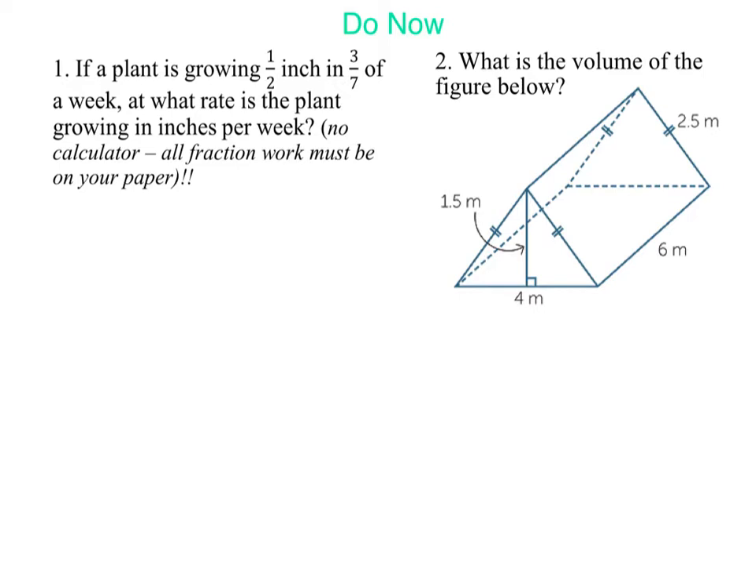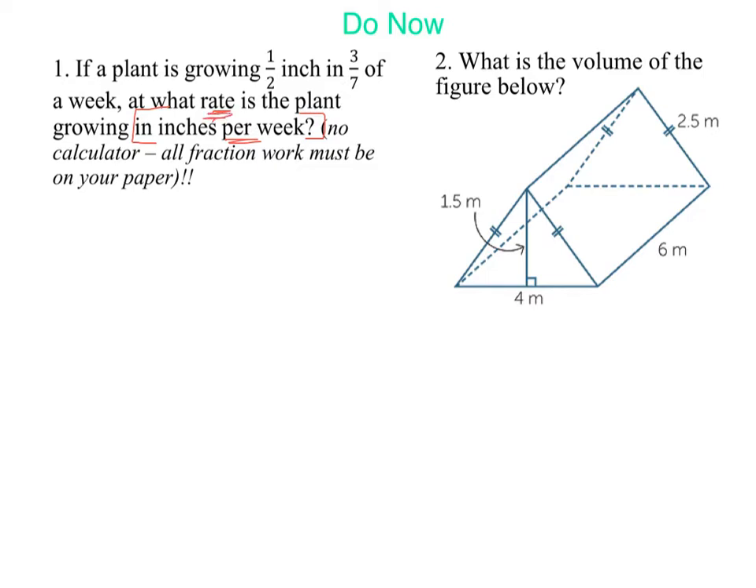All right, so this first one is a unit rate problem, what we have been reviewing a little throughout the week. Hopefully you did not use a calculator and worked out all of your fraction work, since this could be on the inactive part of the EOG. So I'm looking for the rate at which the plant is growing in inches per week. I'm looking for how many inches it grows for every 1 week, so it's a unit rate.